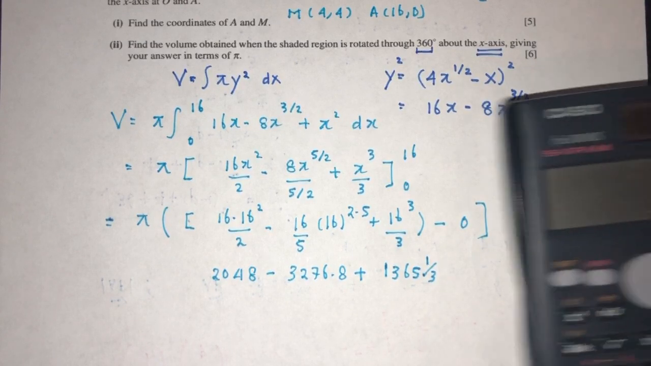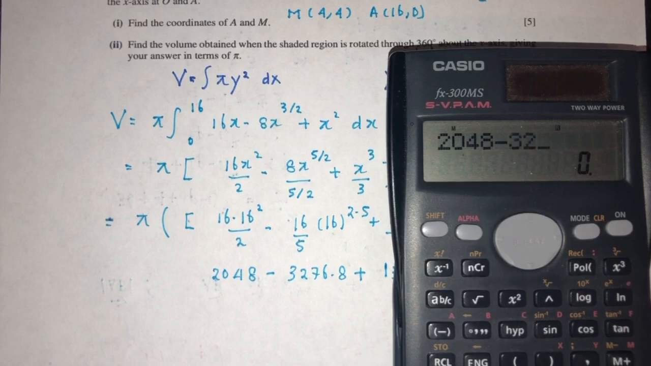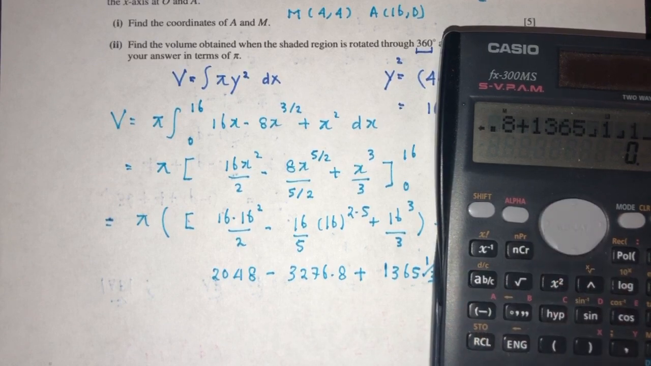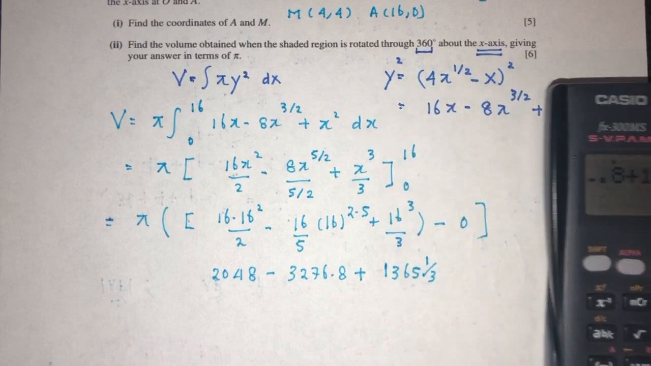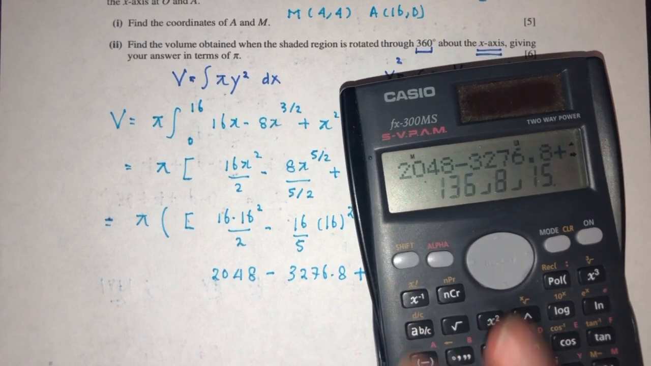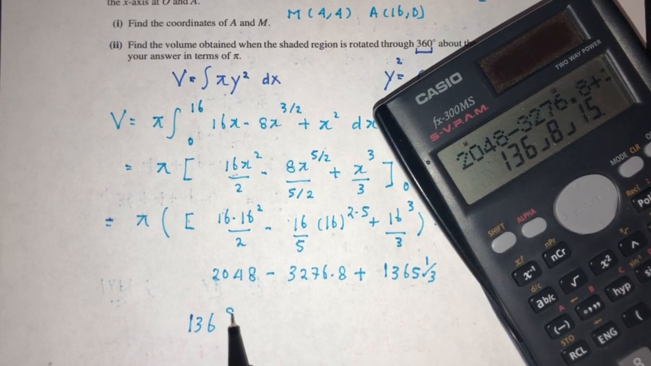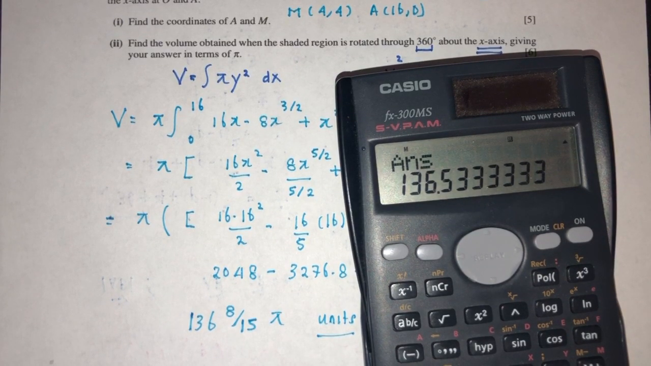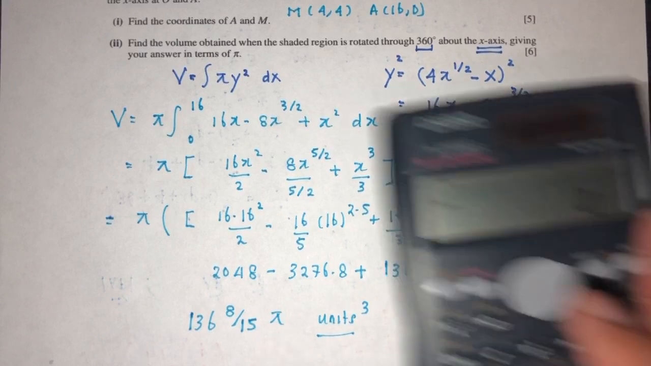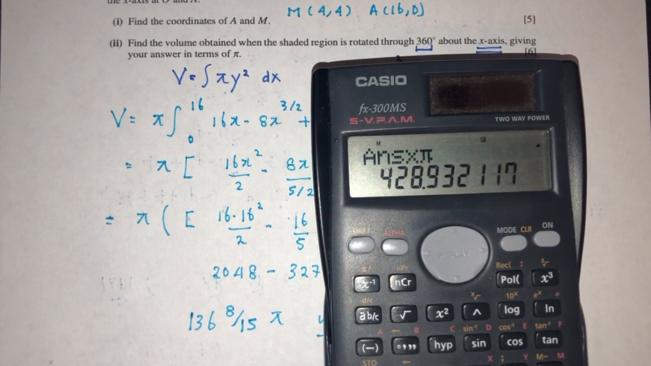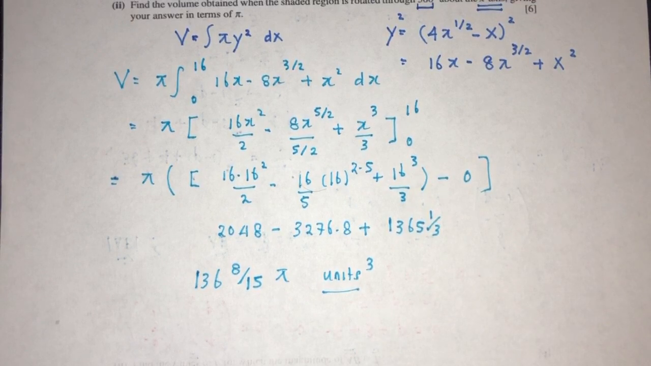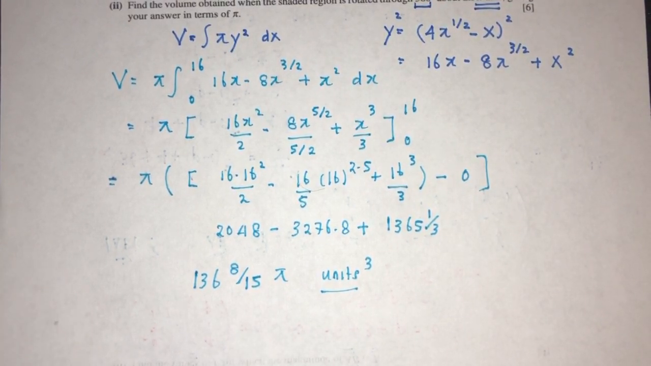16 power 3 divided by 3 should be this, 1365 and 1 over 3. Now simplify. 2048 minus 3276.8 plus 1365 and 1 over 3. Have this as your answer. Exact value, obviously that should be 136.5 pi, units cubed. Now in decimal place, 3SF should be 136.5 becomes 137.4 times this. So 1 times this, that should be 428.9, should be 429 units cubed, correct to 3SF. But again, you have the exact value. Just provide the exact value as your answer. And that will be your question, part 2.